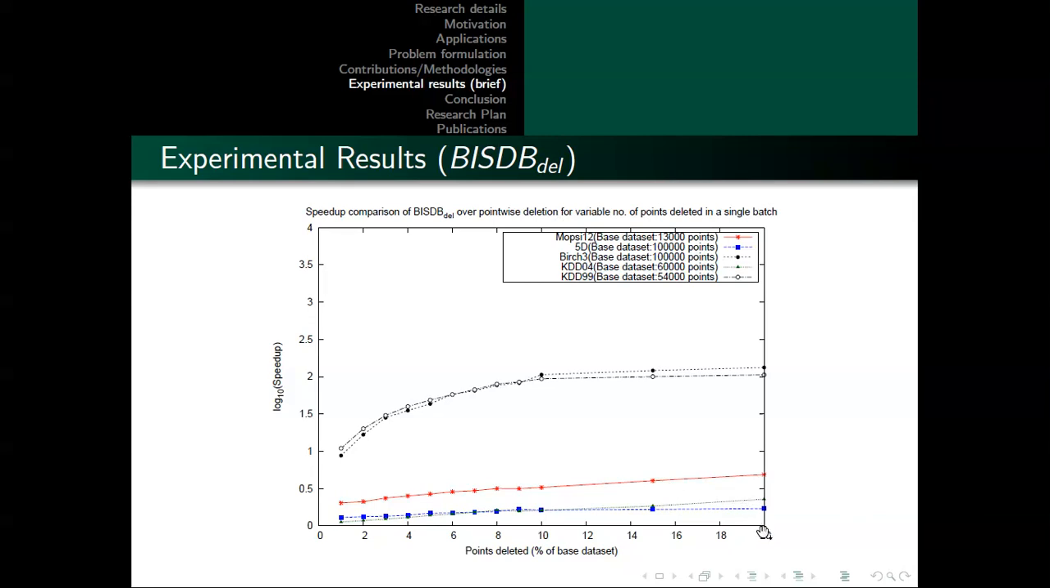So finally, as the percentage of afflicted points of the base data set keeps on getting increased, the relative speed up of BISDB del over the pointwise method also keeps on getting increased. So we can say that this is more efficient than this, as more number of deletions take place.